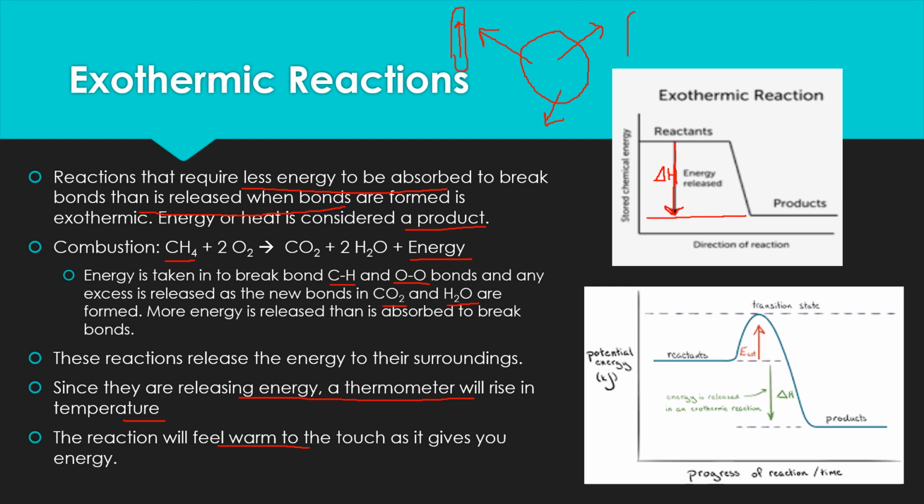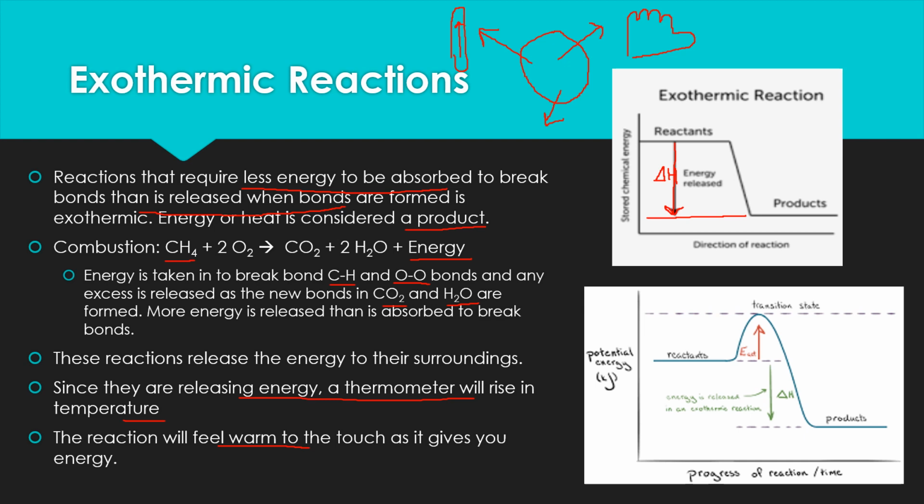Again, if I put my hand out here, I can only draw it one way. I'm going to feel that heat coming towards me, so it's going to feel warm or hot to the touch. So we feel a beaker, it feels hot. That means our reaction is exothermic.